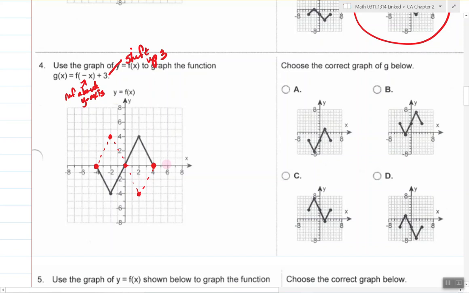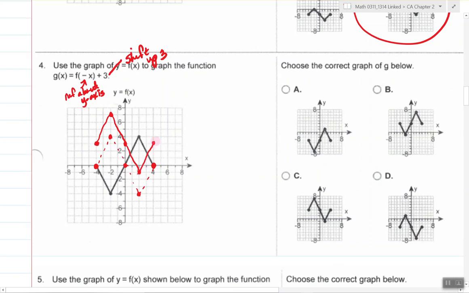Now I want to shift up 3 units, all of my red. So this point will go up 1, 2, 3. This point will go up 1, 2, 3. This one will go up 3. This one will go up 3. Oh, whoops, sorry. This one will go up 3. And this one will go up 3. It takes the dotted graph and it shifts every point on it up 3 units.